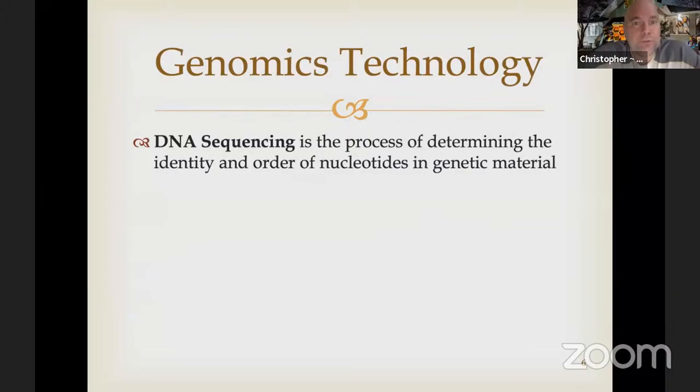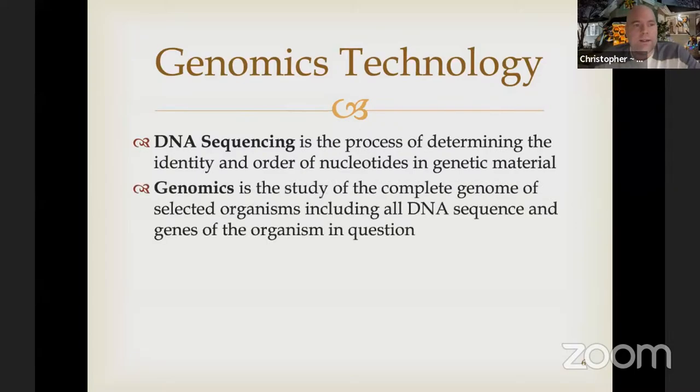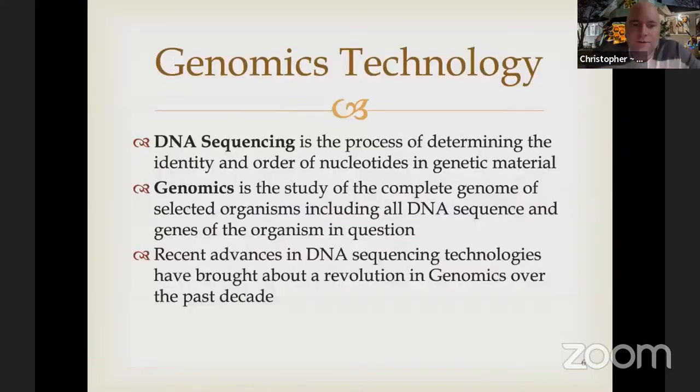So in terms of genomics technology, DNA sequencing is the major tool that we use, and it's the process of determining the identity and the order of the nucleotides in a given piece of genetic material, whether that's DNA or cDNA from an RNA molecule. And the term genomics is the study of the complete genome of a selected organism, and that includes all the DNA sequences and all of the genes of that organism in question. So then when you get to the term metagenomics, it actually adds in not only the host organism, but, as was said, studying the genetic material from all the organisms.